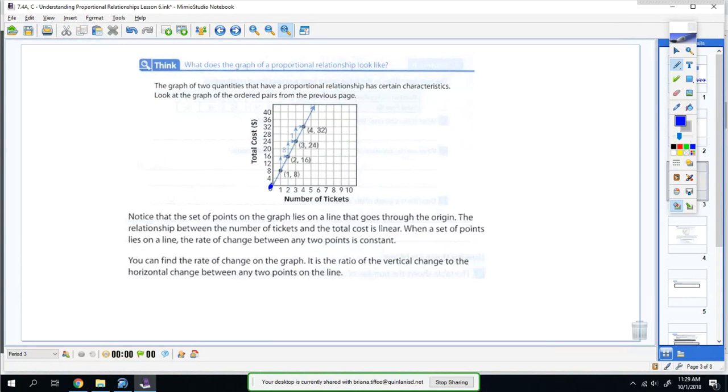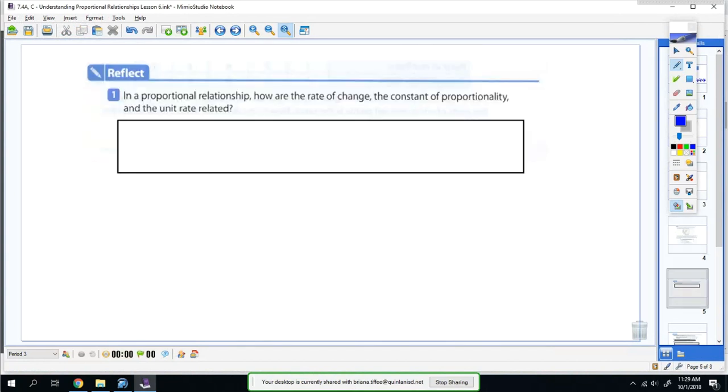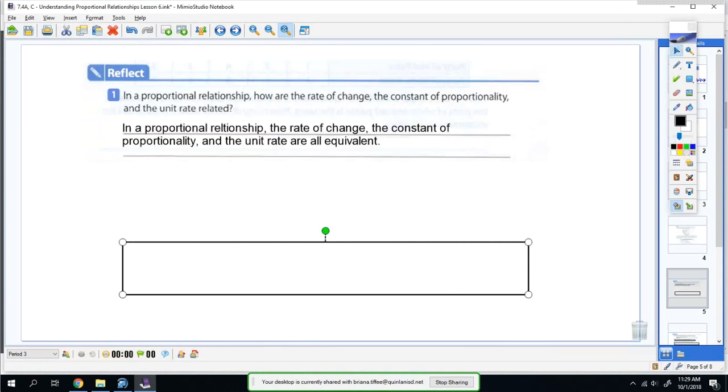The relationship between the number of tickets and the total cost is linear. When a set of points lies on a line, the rate of change between any two points is constant. You can find the rate of change on the graph. It is the ratio of the vertical change to the horizontal change. Okay, in a proportional relationship, how are the rate of change, the constant of proportionality, and the unit rate related? Well, they're equal. I said in a proportional relationship, the rate of change, the constant of proportionality, and the unit rate are all equivalent. It means they're equal. They're all the same thing.